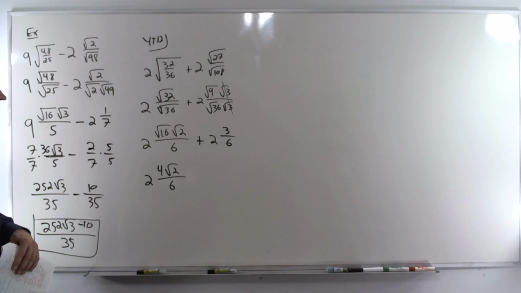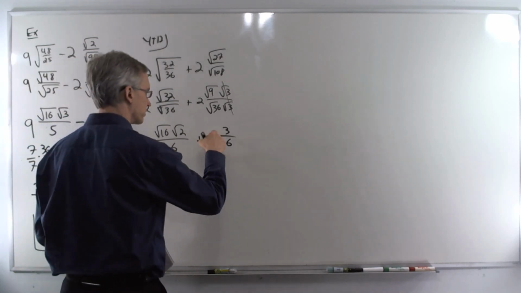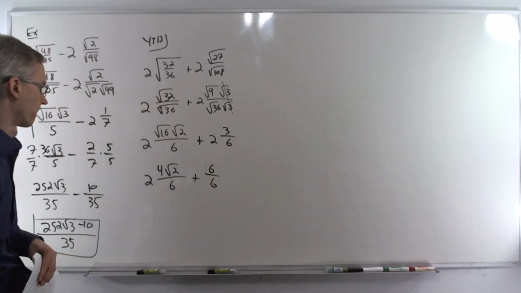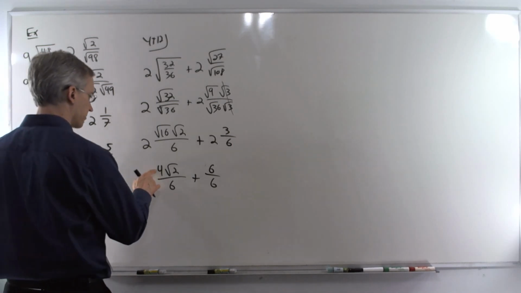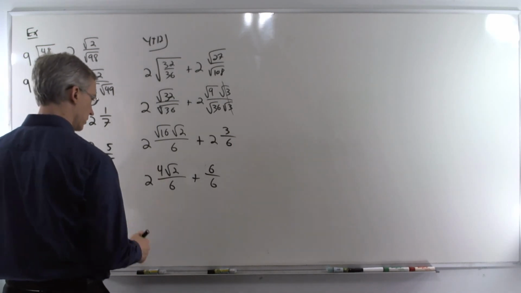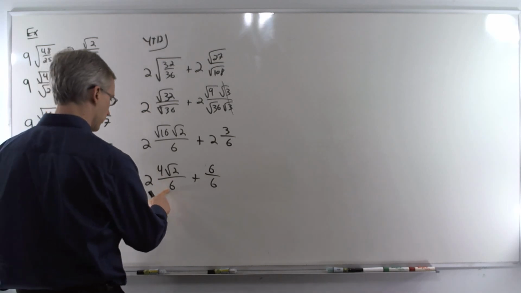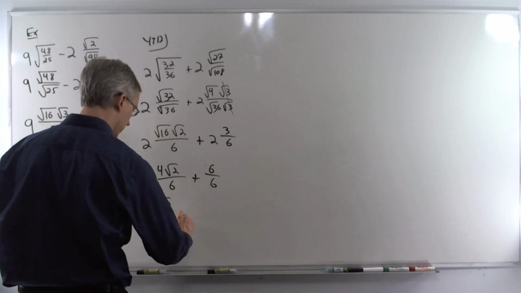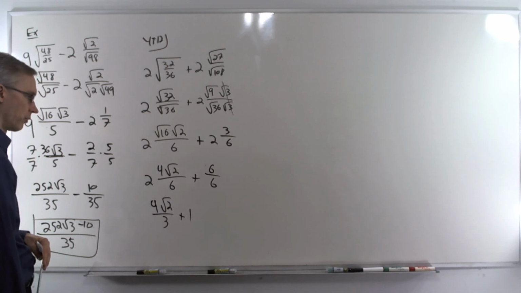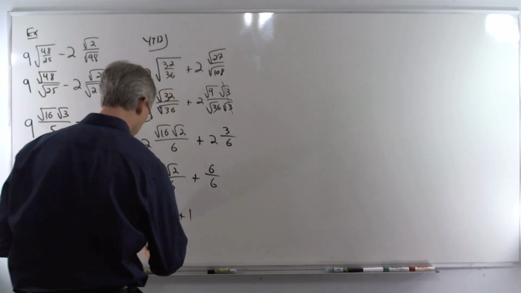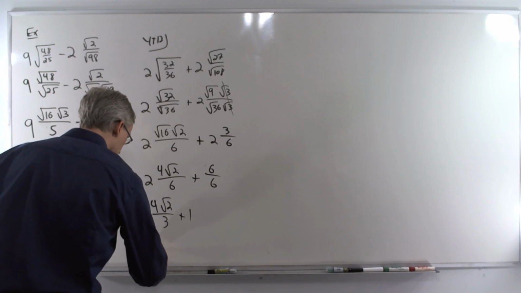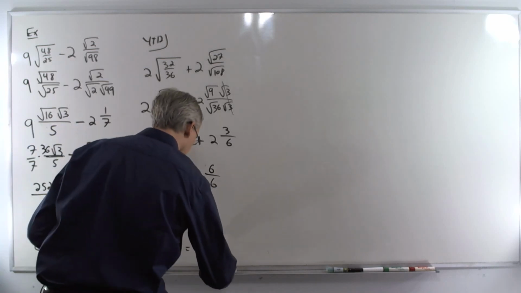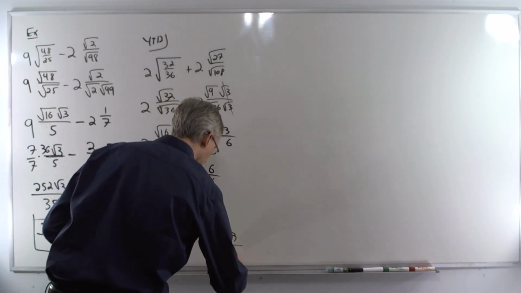Alright, so that gives us 2 times 4 times the square root of 2 over 6. And over here, multiply 2 times the numerator to get 6 over 6. Alright, multiplying this by the numerator, we're going to get an 8 here. 8/6 reduces to 4/3. So 4 square roots of 2 over 3 plus 1. Now 1 can be written as 3 over 3. So that gives us 4 square roots of 2 over 3 plus 3 over 3. And we can combine into 4 square roots of 2 plus 3, all over 3.